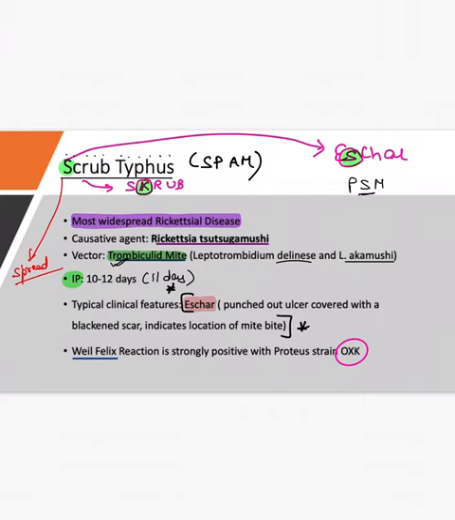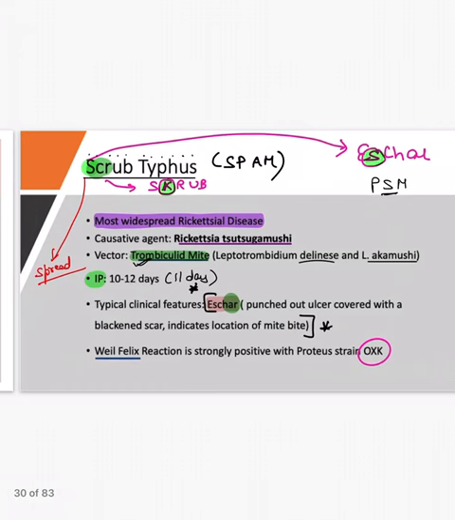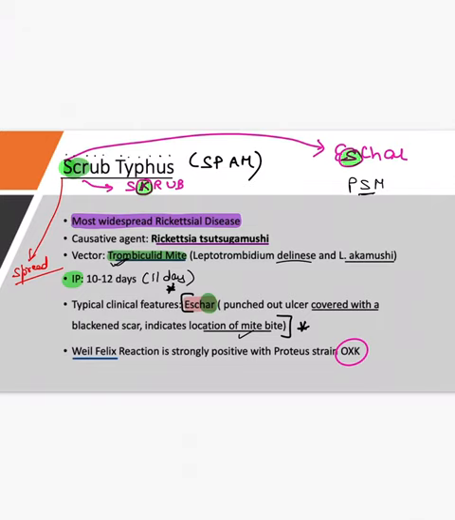The most important thing, guys, is the presence of an eschar. It is a punched out ulcer covered with a blackened scab. It indicates the location of the mite bite. This was a question in INICET 2022. I cannot emphasize it more, guys, it is so important. And it is strongly positive with OX-K.